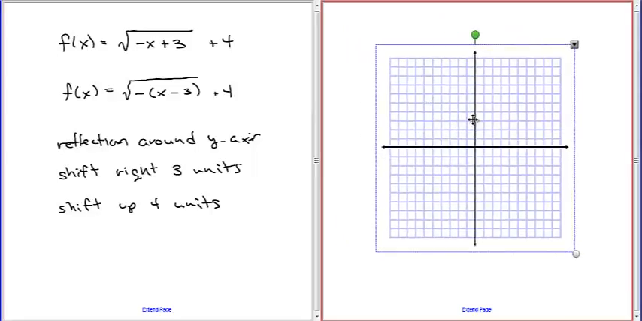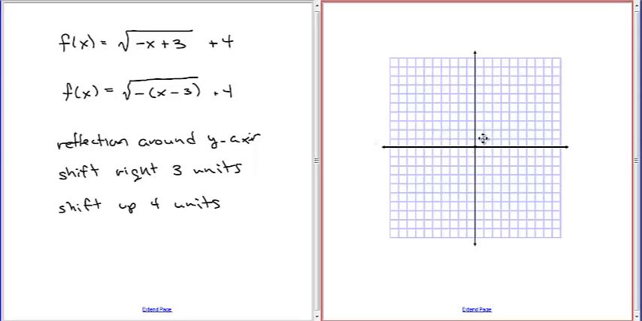So the way this would work is your parent function is going to start here. It's up 1 over 1, up 2 over 4, up 3 over 9. We're going to reflect across the y-axis. So what will happen is this point, instead of going to the right, is going to go over here. And this one, instead of going to the right 4 units, you go to the left 4 units. And this one, instead of going to the right 9 units, you go to the left 9 units. So that is just the square root of negative x.